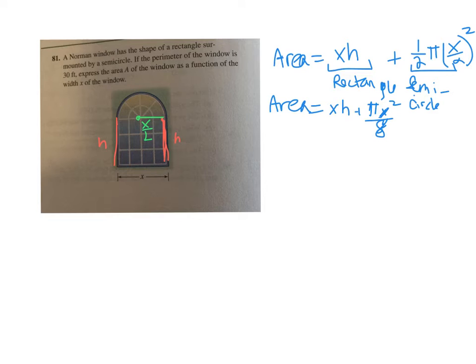Unfortunately, they did not say to express the area of the window as a function of the width and height, x and h. They said to express the area of the window as a function of the width. So I can only get this problem right if I figure out another way to write h. So I need to rewrite h. That's my goal on this problem. They gave us another piece of useful information here. They told us the perimeter of the window. So I'm going to use the perimeter.